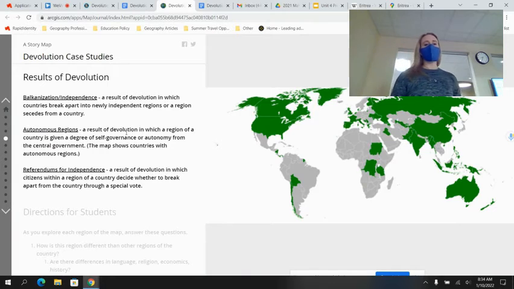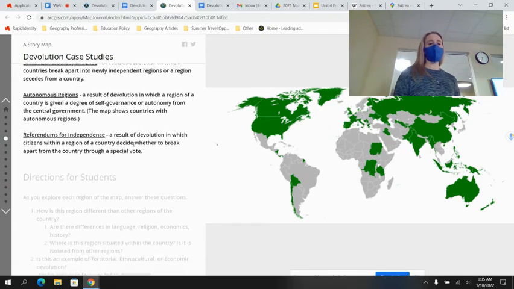And then it's going to focus on the results of devolution. The results of devolution come in many forms, but we're going to focus for these case studies on balkanization or independence. This concept of balkanization is the breakup of a state. Through devolutionary pressures, sometimes countries get broken apart. Regions secede, those regions are granted independence. So balkanization or independence is a result of devolution in which countries break apart into newly independent regions, or a region secedes from a country.